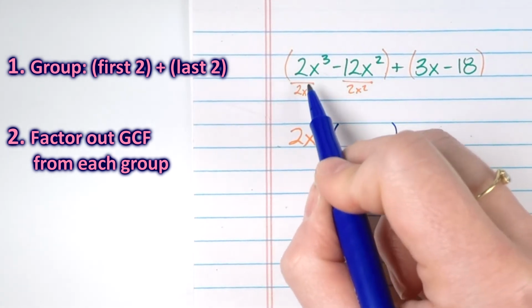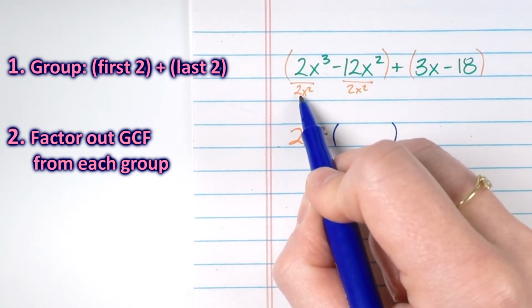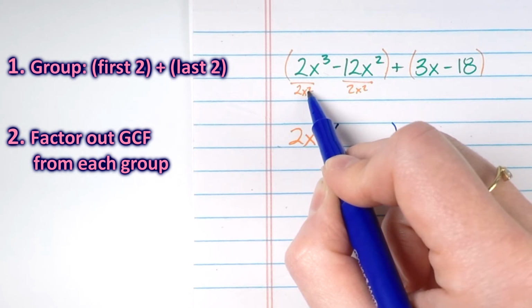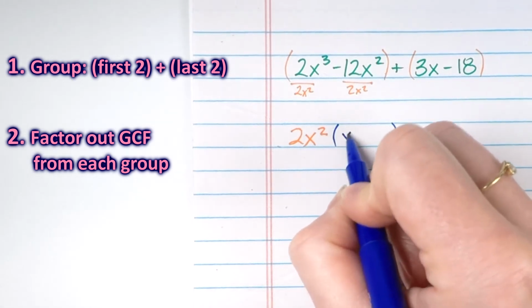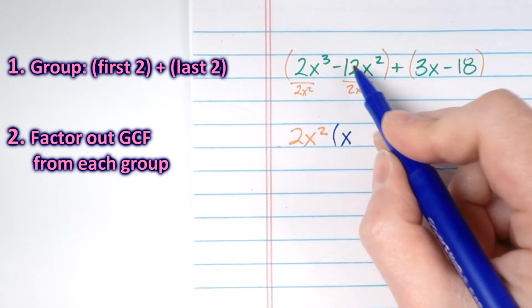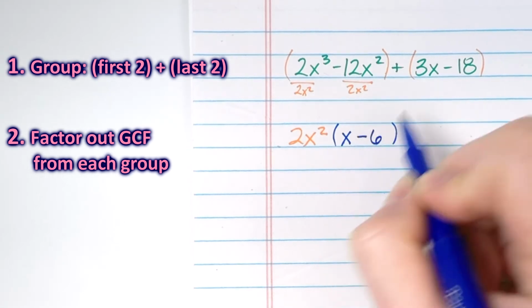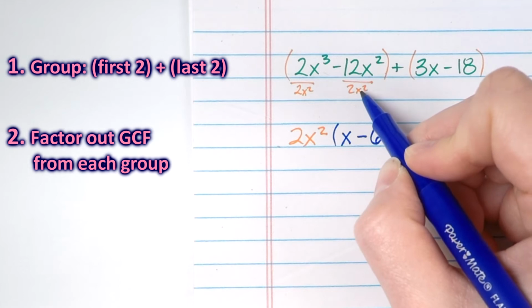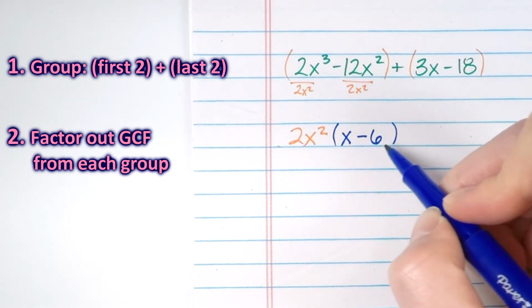So 2x cubed divided by 2x squared gives me x. 2 divided by 2 is 1, and then subtract the exponents, that gives me x to the first power, so that would be just x. And then here, negative 12 divided by 2 gives me negative 6, and if I subtract these exponents, that gives me 0. So x squared divided by x squared, think of those like they cancel, so no x is left over.